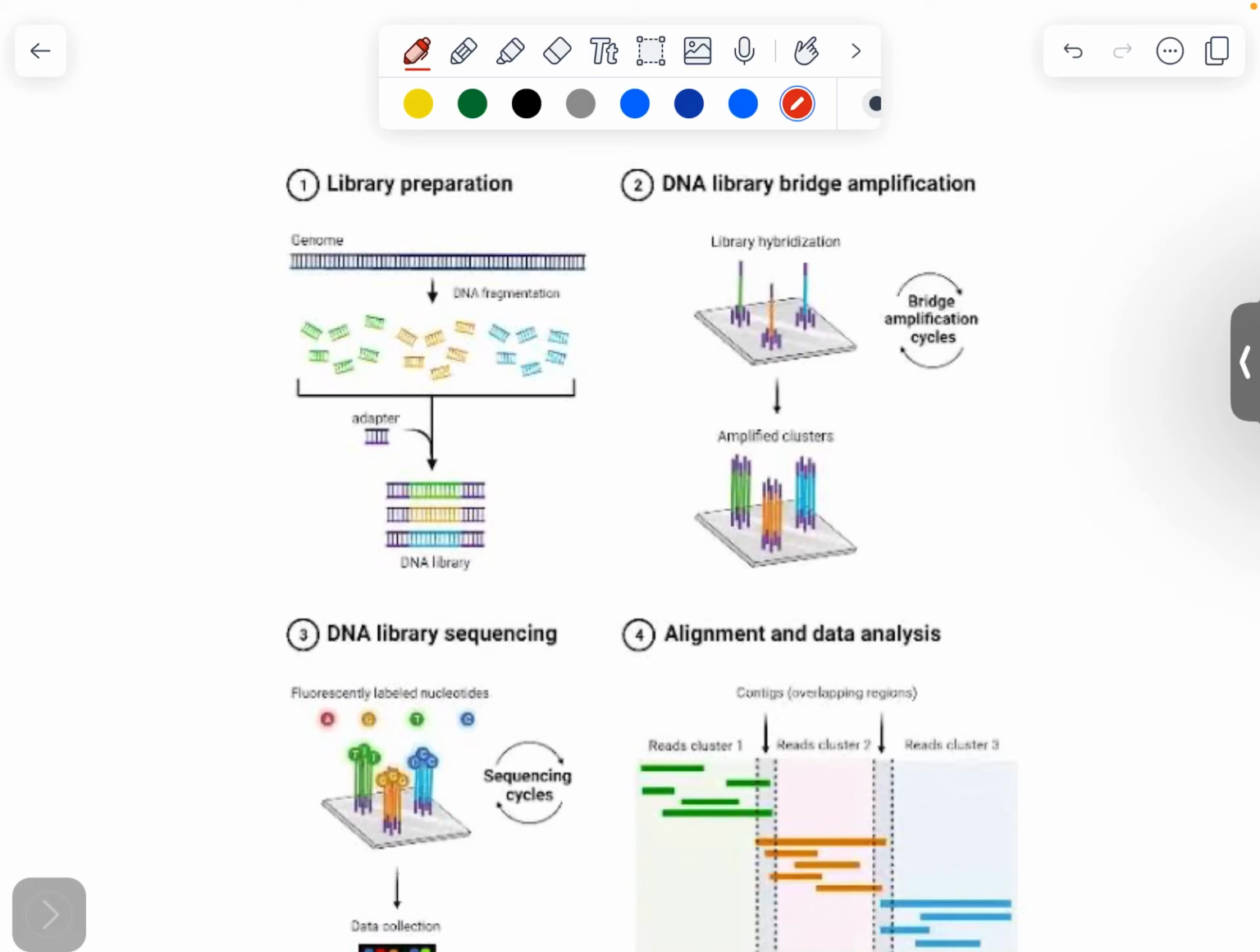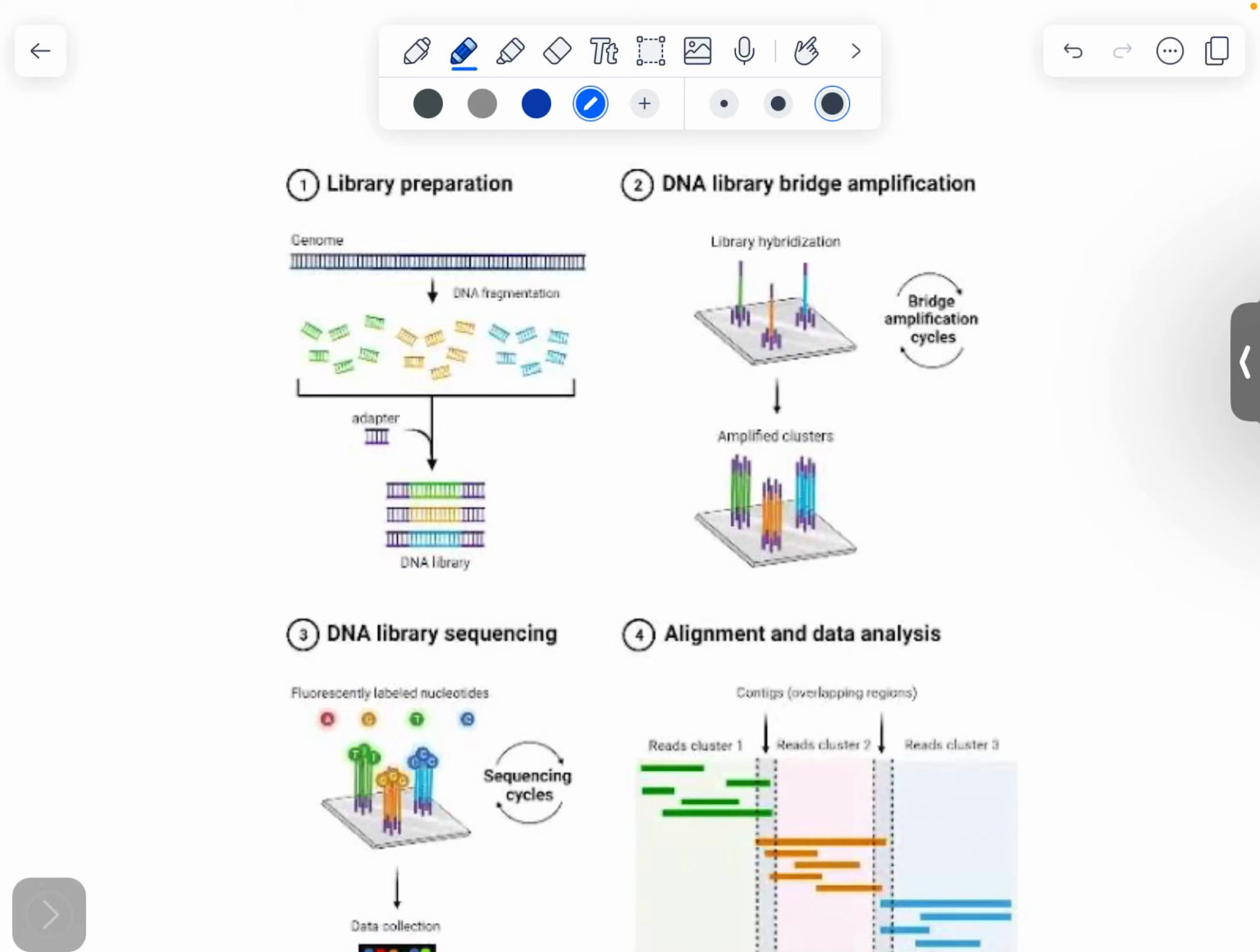How many steps are there and what are these steps? The first step is library preparation. In library preparation, the DNA is fragmented. DNA which is collected from the sample is fragmented by using some methods like restriction enzymes, or it can be done by using ultrasonication also.